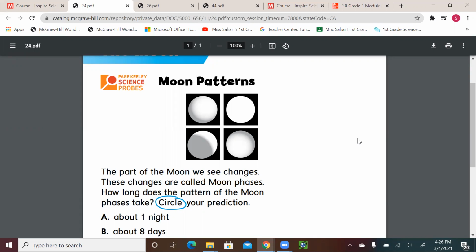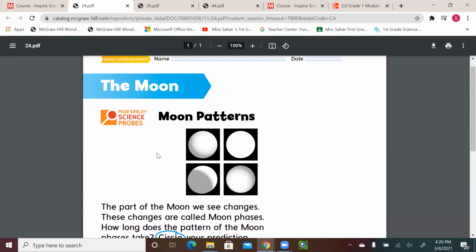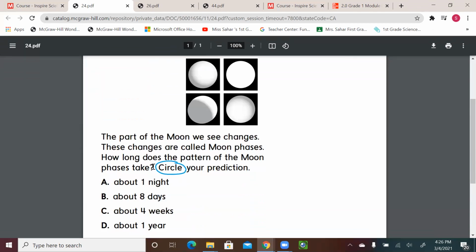All right, today we will be learning and talking about the moon. So please open page 256 in your book and let's start. The moon patterns. The part of the moon we see changes. These changes are called moon phases.